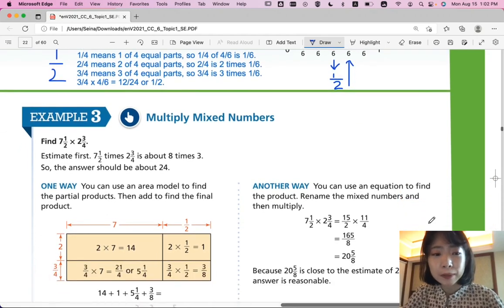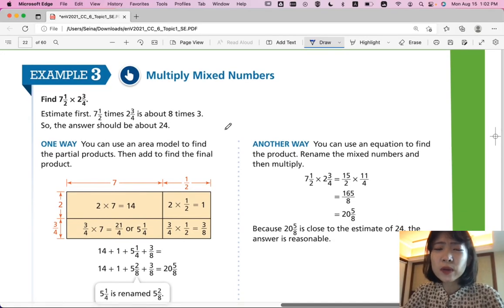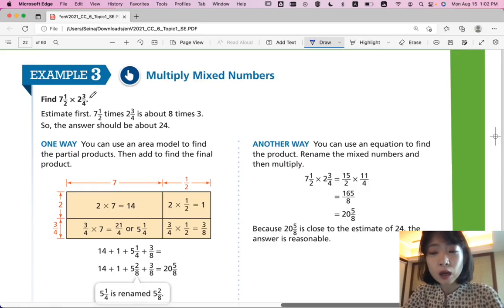Multiply mixed numbers. We're going to find 7/2 times 2 and 3/4. So what if we have mixed numbers? We can first estimate and see where our answer is going to go. So 7/2 times 2 and 3/4 is about 8 times 3, if you round up 7/2 to 8, and if you round up 2 and 3/4 to 3. So our answer should be close to 24.